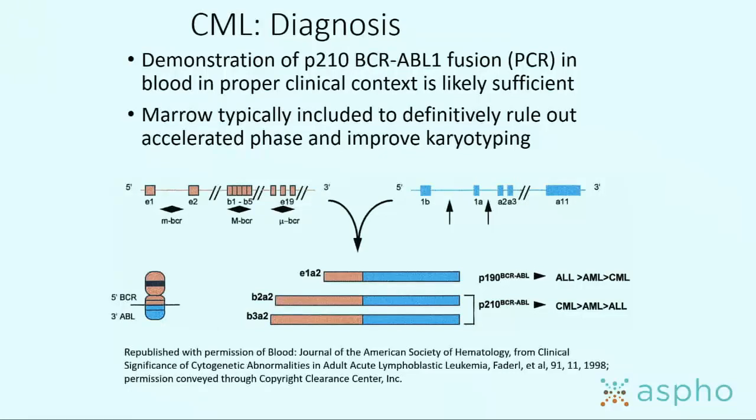Diagnosing CML, you can probably get away in most cases with just sending the blood and getting the BCR-ABL, but it is recommended to do a bone marrow because the bone marrow may be in a different phase. You may find increased blasts in the bone marrow and not in the blood, and cytogenetics on the bone marrow can be helpful in that there can be additional cytogenetic abnormalities other than the Philadelphia chromosome that may correlate with eventual outcome.